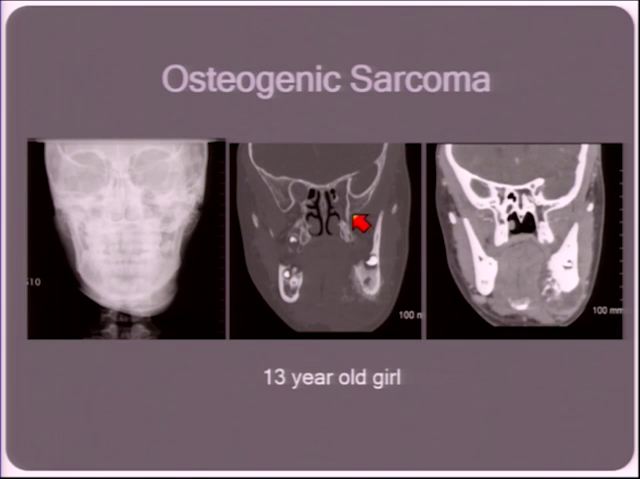Here's a classic osteosarcoma of the mandible. We have a cloud-like mass on plain film, lytic and sclerotic changes in the body of the mandible on CT with aggressive periosteal reaction. And on the soft tissue windows, you can appreciate the osteoid tumor matrix.